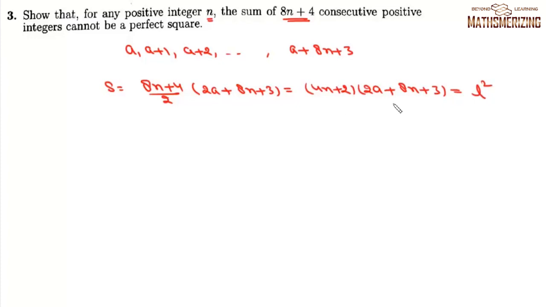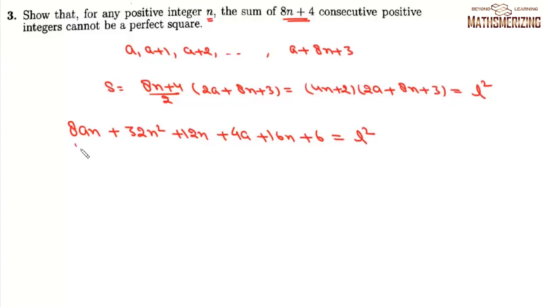Now suppose it is some perfect square of any integer, say L squared. Now we simplify this left hand side, we can write 8an plus 32n squared plus 12n plus 4a plus 16n plus 6, and this is equal to L squared.